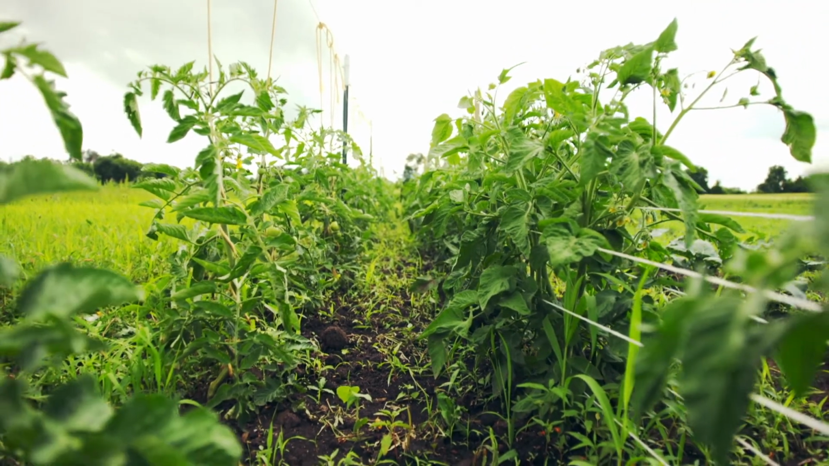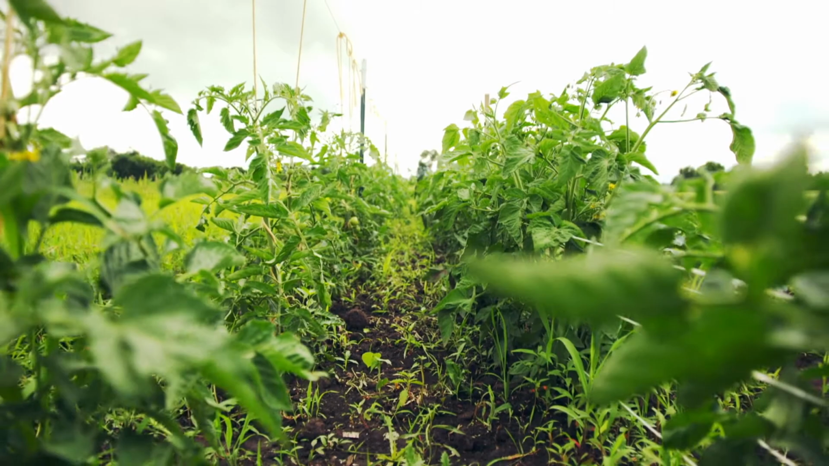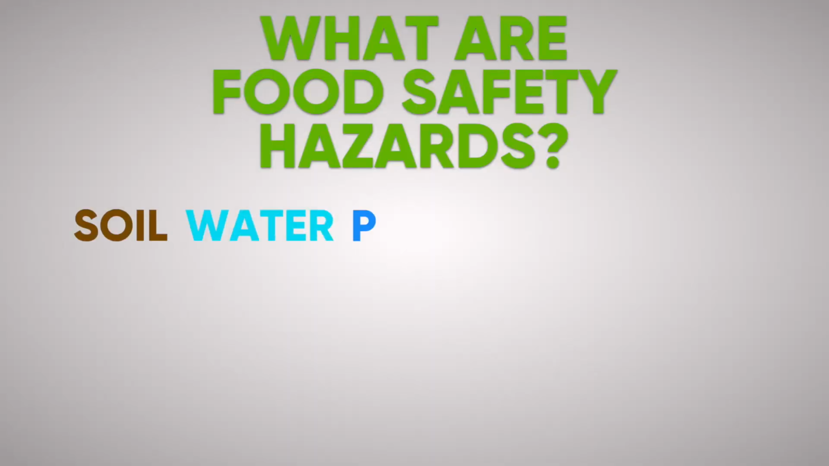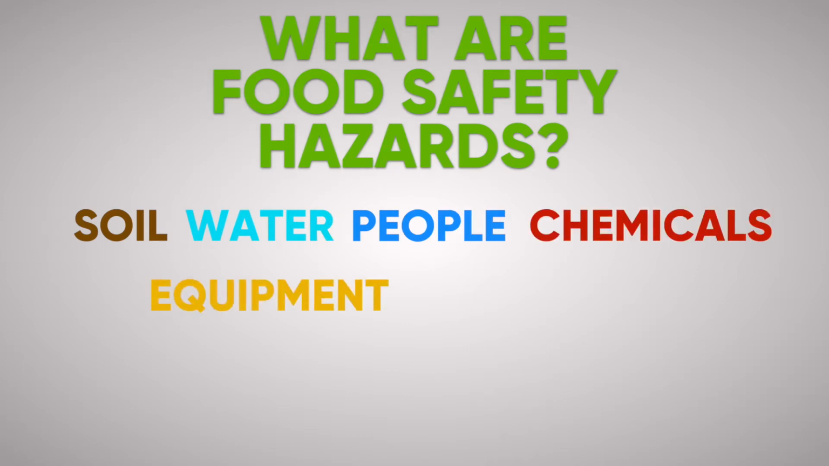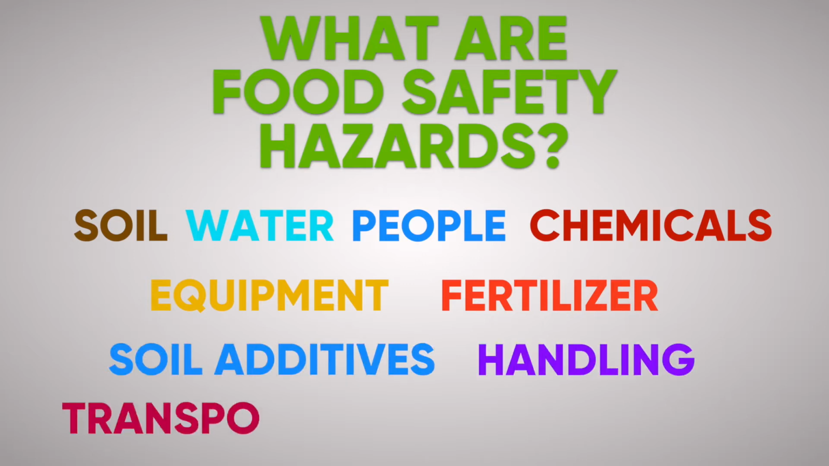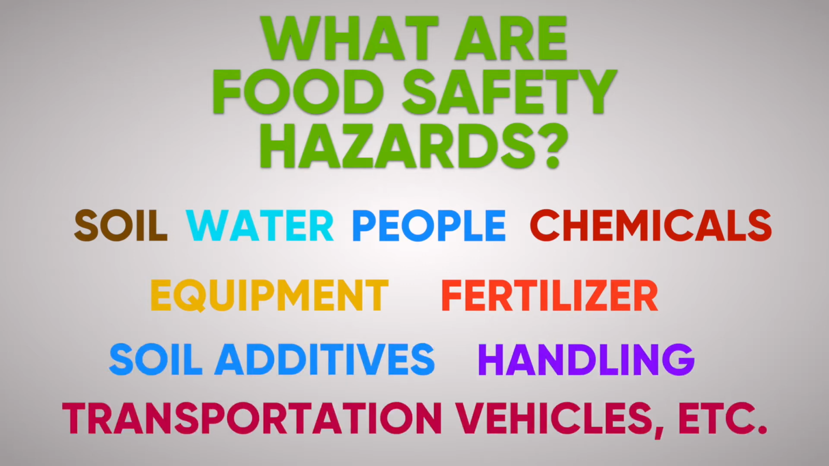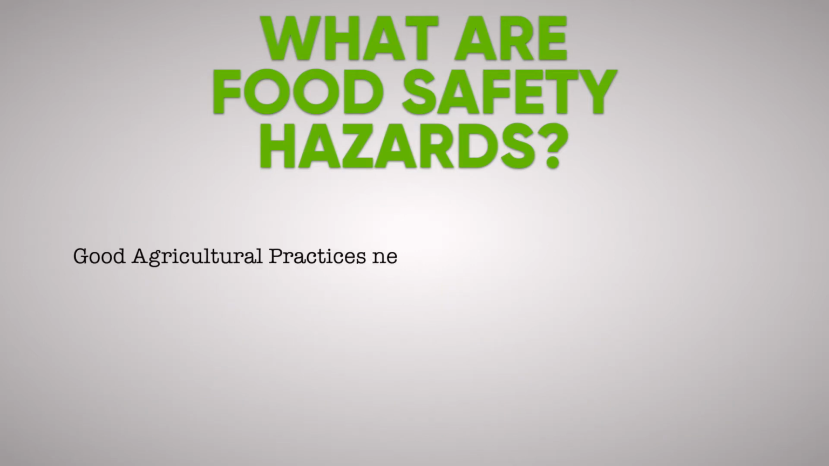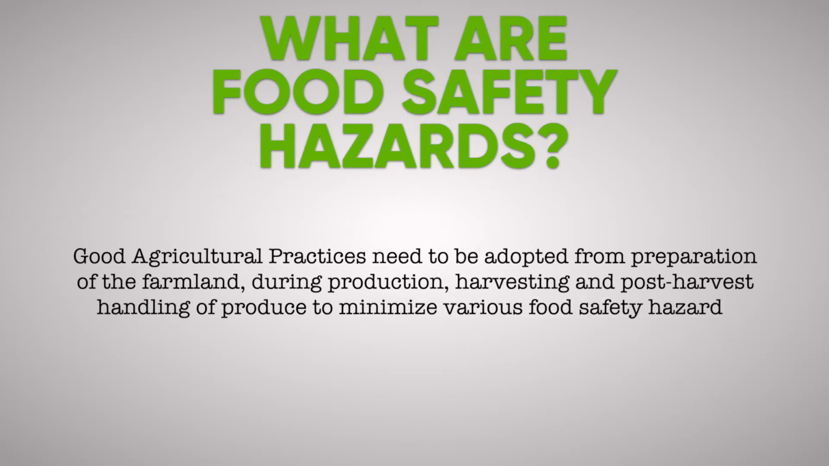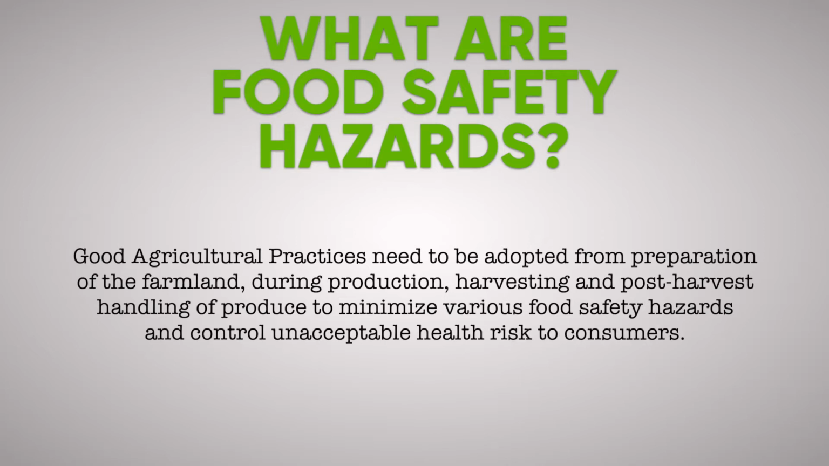Contamination of fresh fruits and vegetables can occur directly or indirectly with contact of produce with hazards from soil, water, people, chemicals, equipment, fertilizer, soil additives, handling, transportation vehicles, and others. Good agricultural practices need to be adopted from preparation of the farmland, during production, harvesting, and post-harvest handling of produce to minimize various food safety hazards and control unacceptable health risks to consumers.